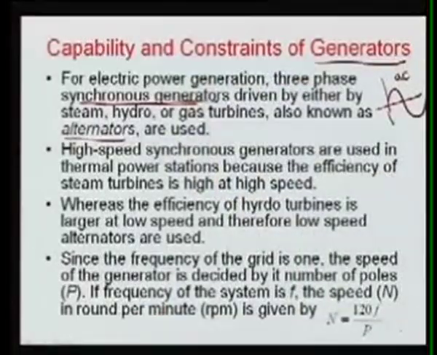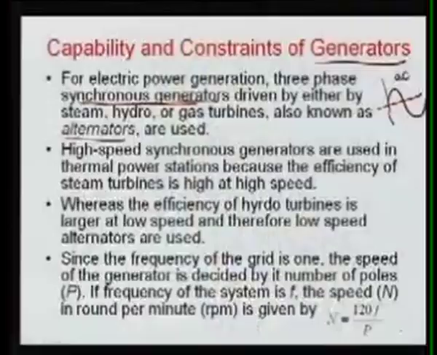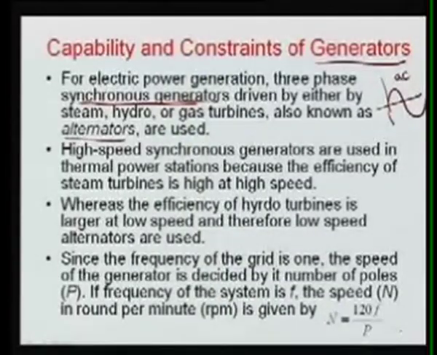Already we know that in the power system we have the synchronous alternators, and as I said, the alternators, because they produce alternating currents, or you can say very conveniently the AC current, are used. These alternators are basically run by turbines, and the turbine is rotated by different mechanisms, whether it is due to steam, hydro or gas, and based on that we say steam turbine, hydro turbine or gas turbine.